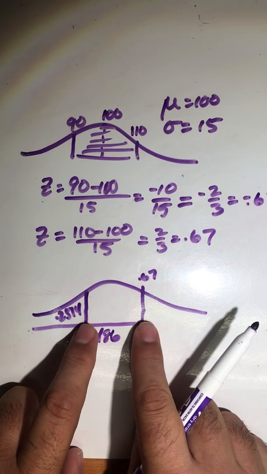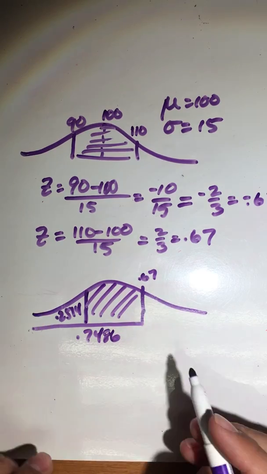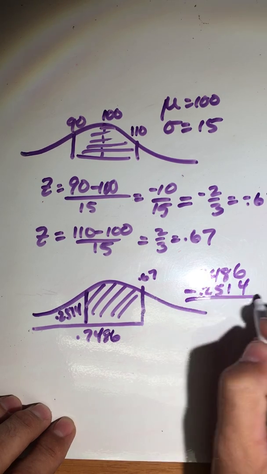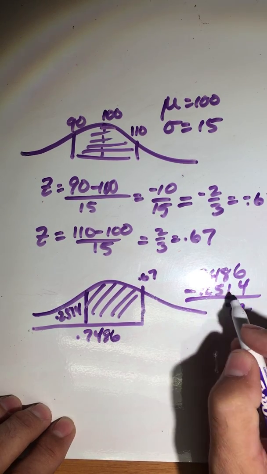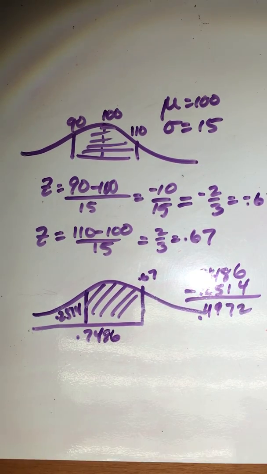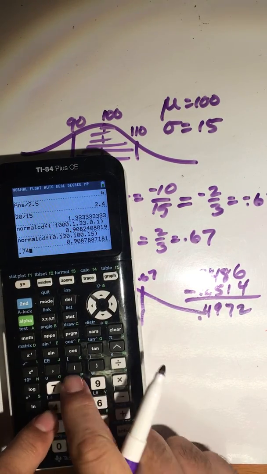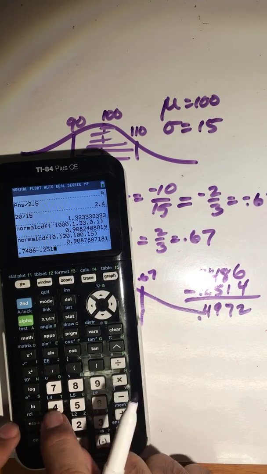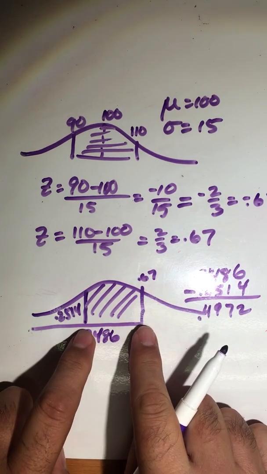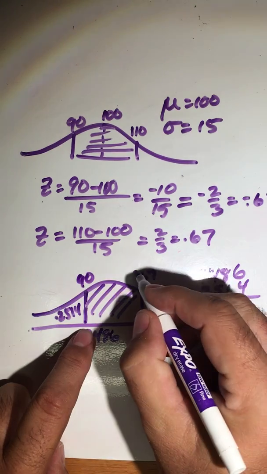So I need the area in between there. I'm just going to take the large one and subtract out the small one, and then that'll get me this region inside. So I'll take 0.7486 and subtract 0.2514, and what do I get? Did I do that right? Let's check. My arithmetic sometimes is bad. 0.7486 minus 0.2514, and I get 0.4972. So that's right around 50% of the people, right? 49.72% of the people are going to be from an IQ of 90 to an IQ of 110.